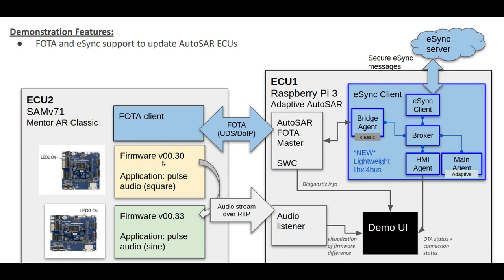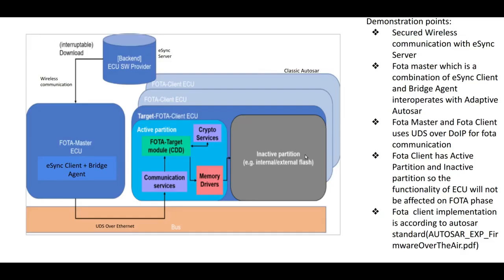After the update of the ECU2 from version 30 to version 33, you can notice a difference in the audio data that is streamed. For example, it changes from square to sine. After the update of ECU1, we can notice a difference in the demo UI view. Also, while updating the ECU2, the inactive partition of the memory is updated, because of which the functionality of RTP talker is not affected during the process of updating.